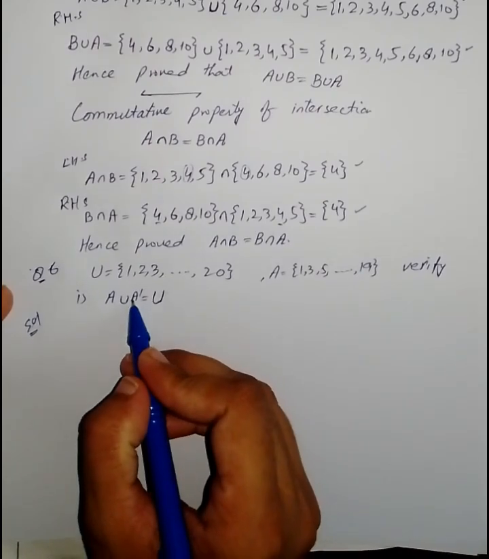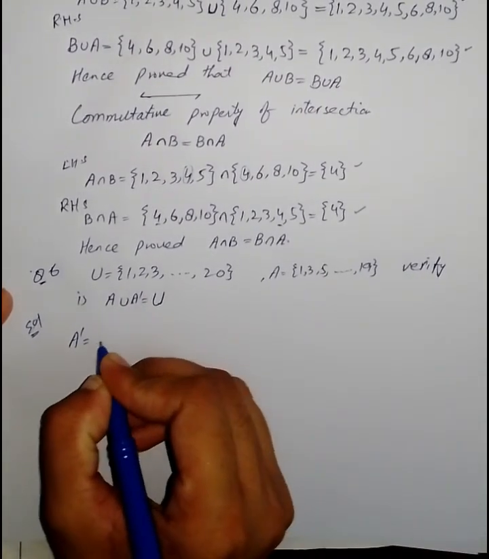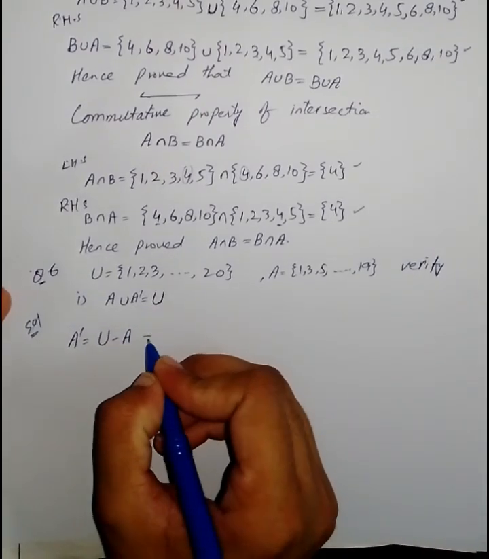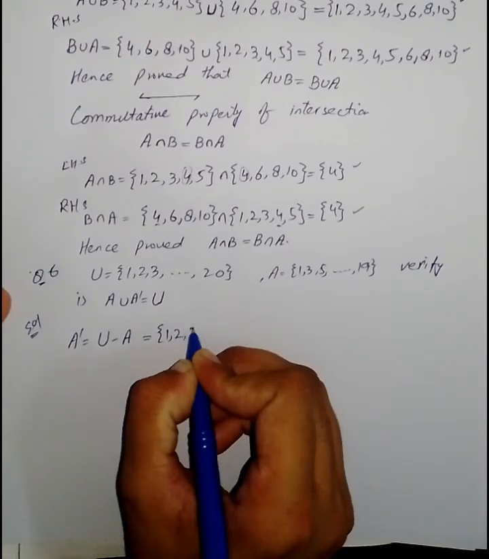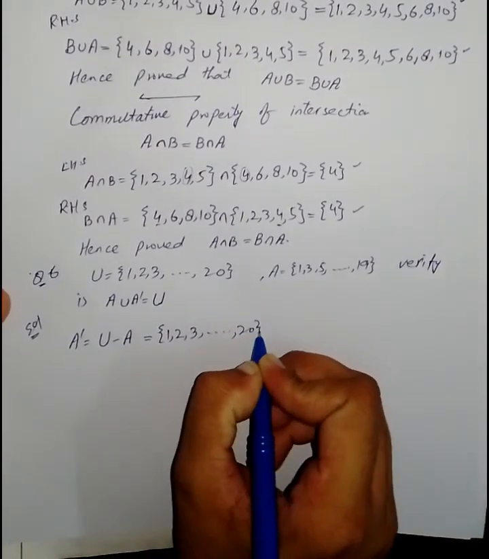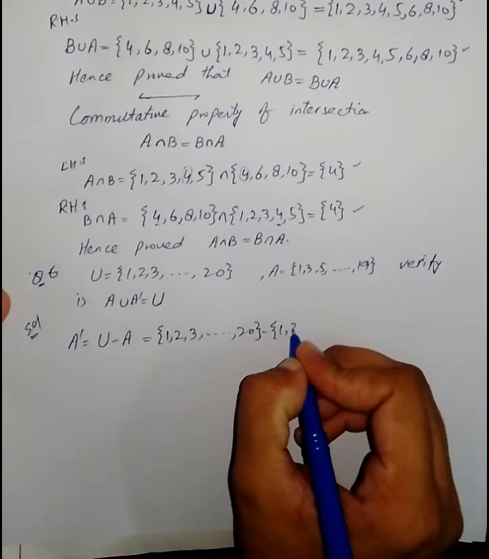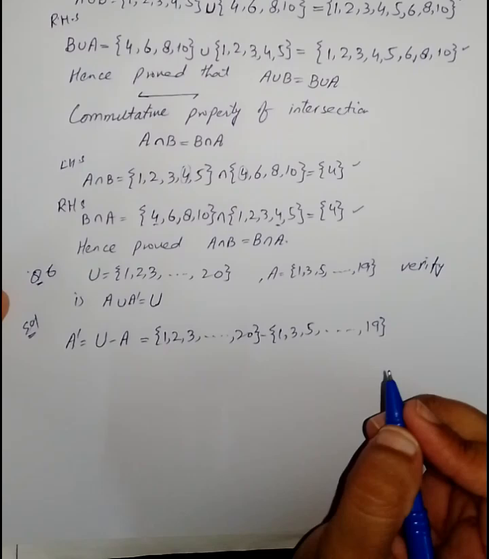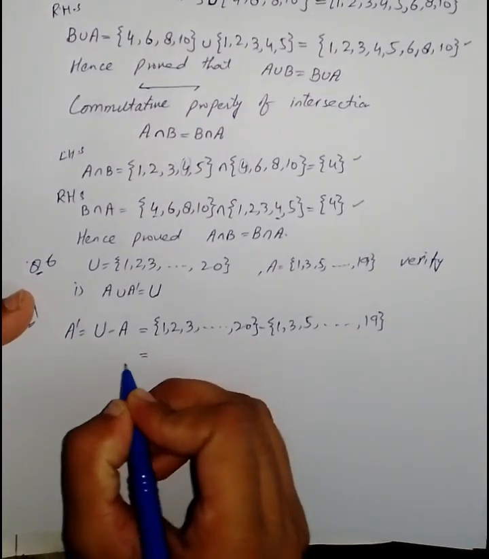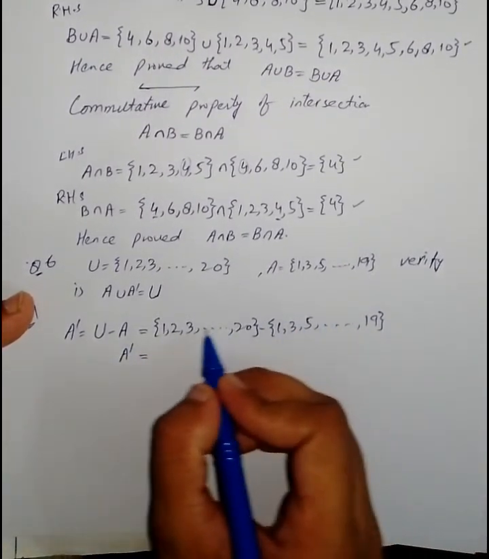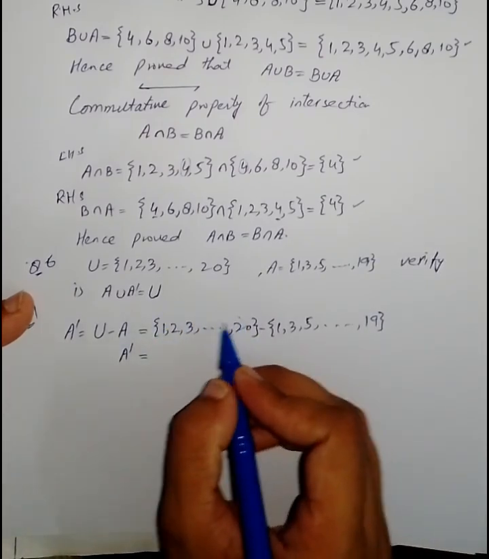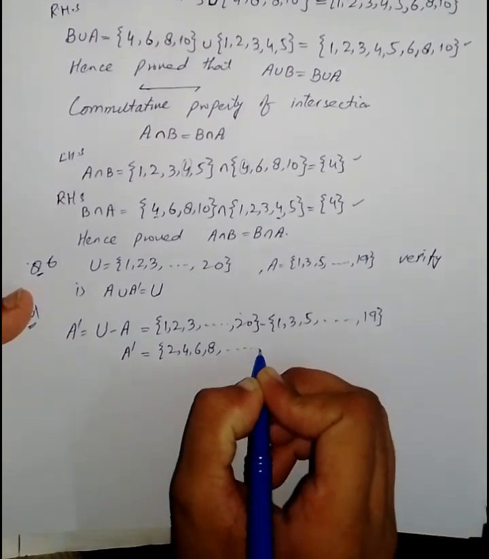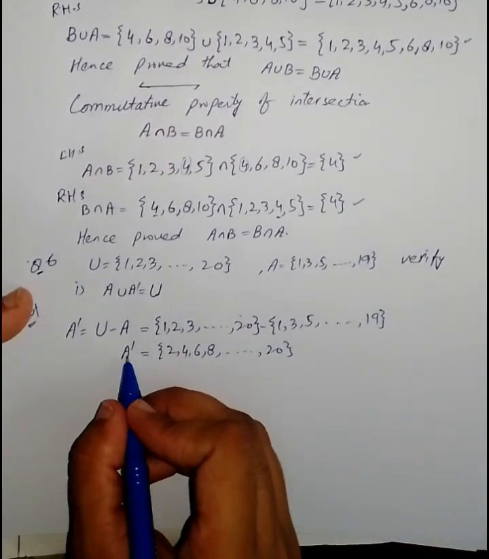So firstly we have to take complement of set A, that is universal set difference of A set, U minus A. What is universal set? 1, 2, 3 up to so on 20. Difference, what is A? 1, 3, 5 up to so on 19, means odd numbers from 1 to 20. Now when we take difference of these two sets, all the odd numbers will be cancelled out from this universal set. Only even numbers will be left over. 2, 4, 6, 8 up to so on 20. This is the complement of A.